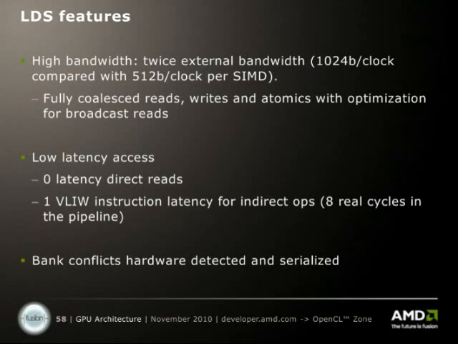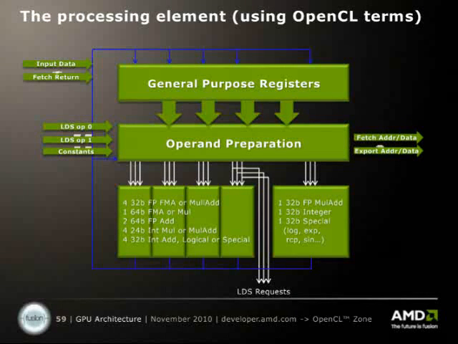So the LDS has a much higher bandwidth than can be produced to external memory. It's more compact, more efficient than cache, as I said. As a result, each SIMD can achieve 1 kilobit per clock cycle with a single instruction latency for indirect reads. And of course, a single instruction latency doesn't mean 1 cycle. It actually means 8 cycles. And all of this can be pipelined through the LDS system. So this is another example of throughput execution in action. So we can cover that 8-cycle latency comfortably by the time the next instruction might arrive.